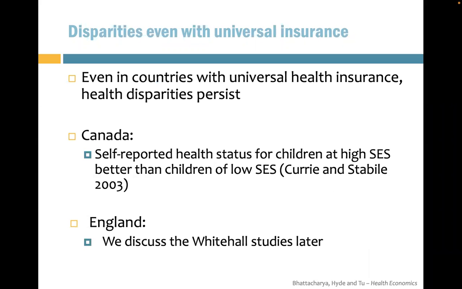Our next question is, is it because people cannot afford insurance that has contributed to all of these income disparities in health? And the answer is not completely, because even in countries with universal health insurance, health disparities persist across income groups. For example, in Canada, self-reported health status for children at high SES is better than children of low SES.